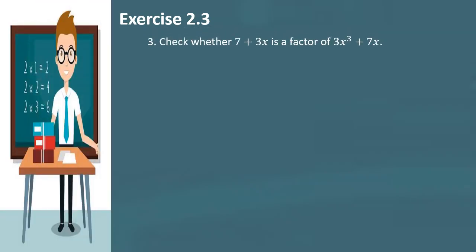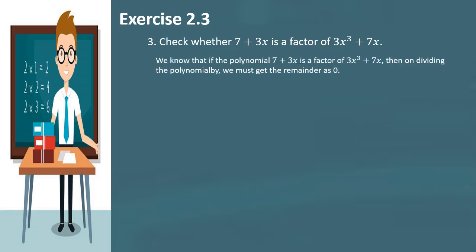Check whether 7 plus 3x is a factor of 3x cube plus 7x. We know that if a polynomial is a factor of another polynomial, then the remainder becomes 0. Because it is given that it is a factor of this polynomial, therefore put this factor equal to 0.